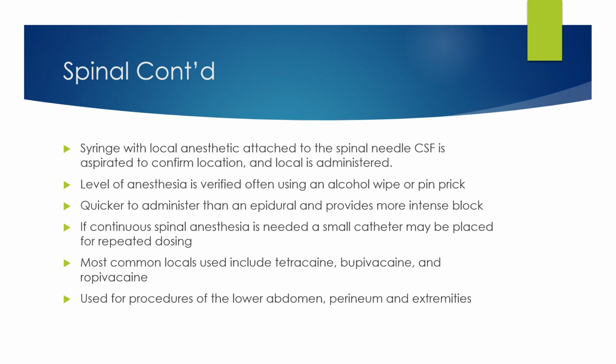If continuous spinal anesthesia is needed, a small catheter may be placed for repeated dosing. The most common locals used include tetracaine, bupivacaine, and ropivacaine. And this is used for procedures of the lower abdomen, perineum, or extremities.